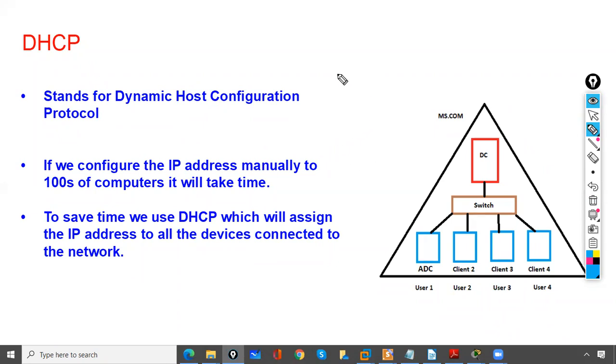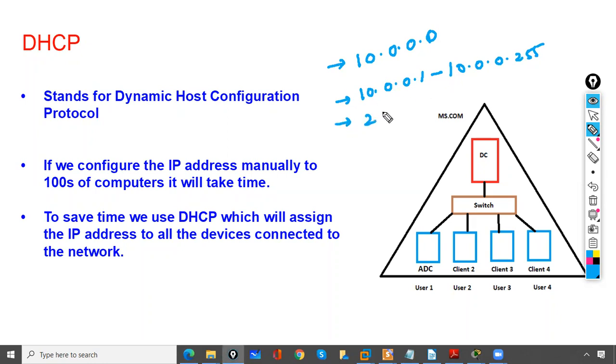And let us say the network is 10.0.0.0. From this network, you will configure the IP addresses, and the range is from 10.0.0.1 to 10.0.0.255 IP addresses you need to configure.